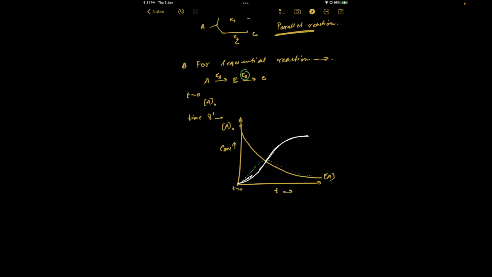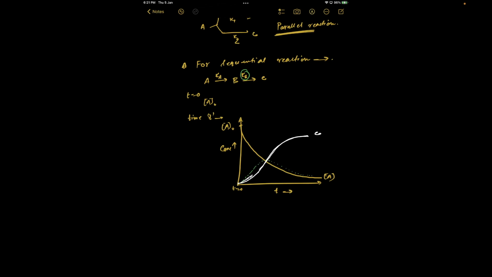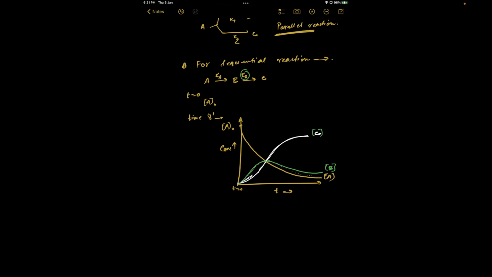So this is C, and this is, let's say, B. At a certain time, let's say this is T max, the concentration of B is highest, right? After then it starts decreasing. So we have to find out the T max here. This is just for sequential or consecutive reactions, remember this.